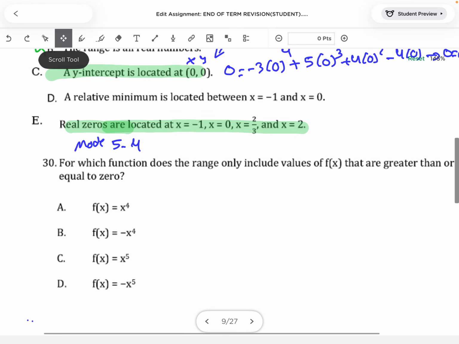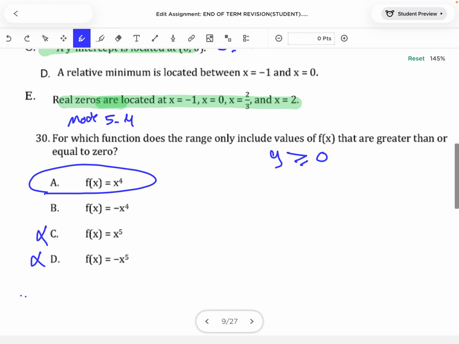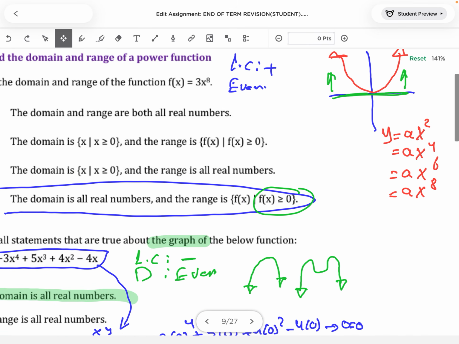Okay. For which function does the range include only f of x greater than or equal to 0, meaning y is greater than or equal to 0? That means we are not talking about an odd function. We are talking about an even function. Even function greater than 0, so it is x to the power 4, because I talked about the graph of x to the power 4 at the top of the page here. Same story.